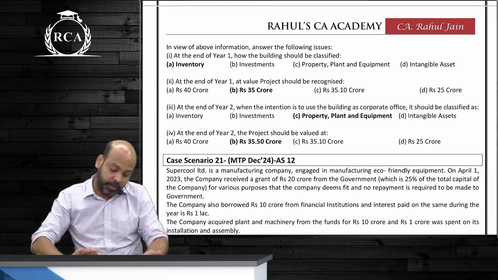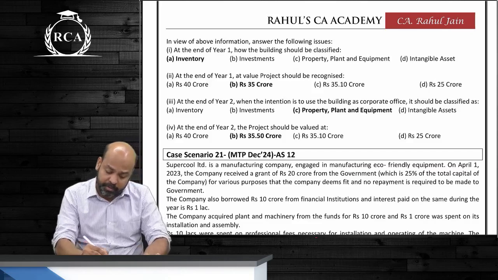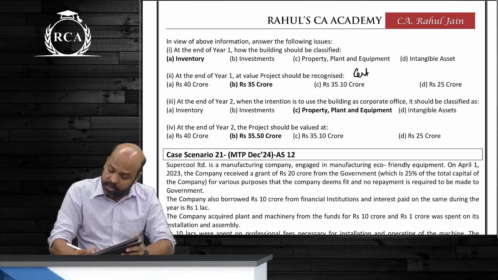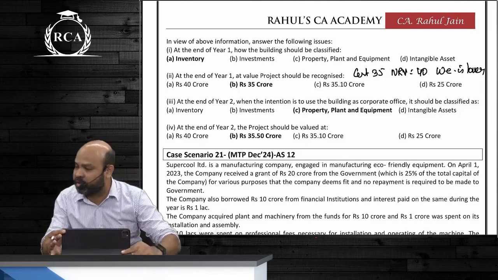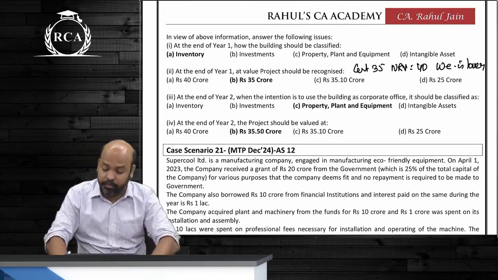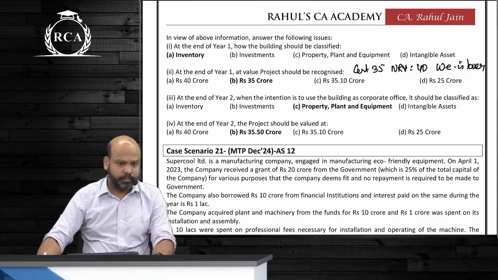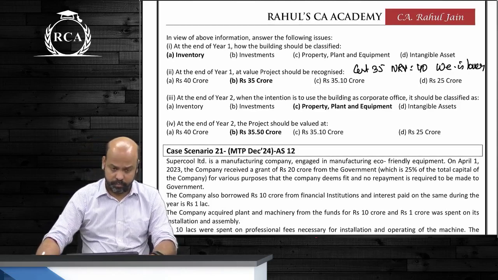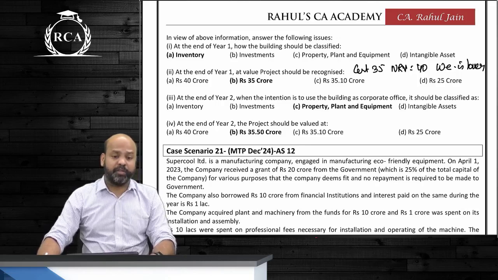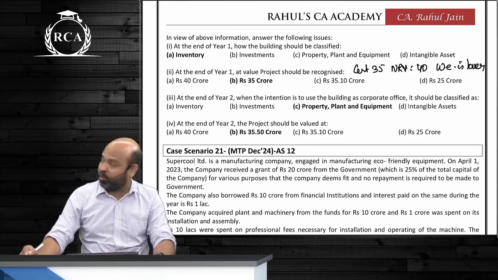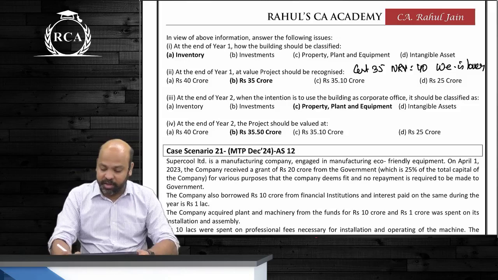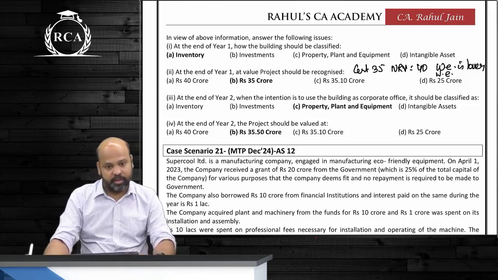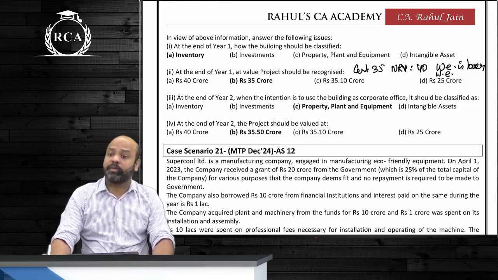Inventory, guys. At the end of year 1, the project should be valued at cost 35 or NRV 40, whichever is lower. Cost is 35 crores, NRV is 40 crores. Whichever is lower, so it is 35 crores.